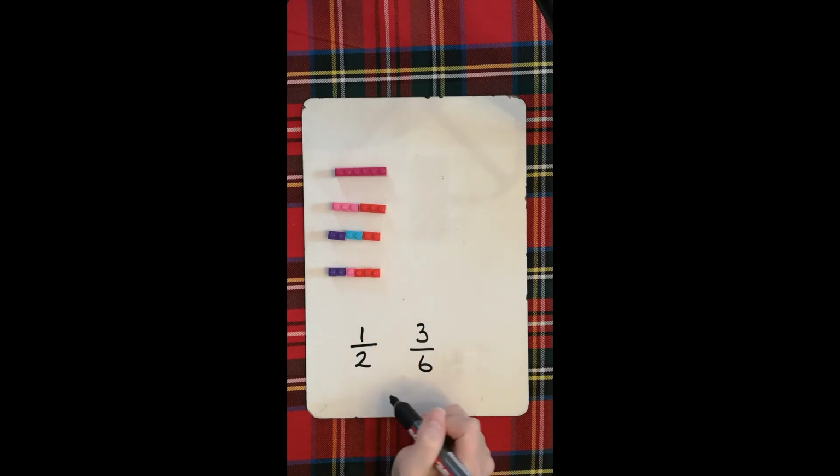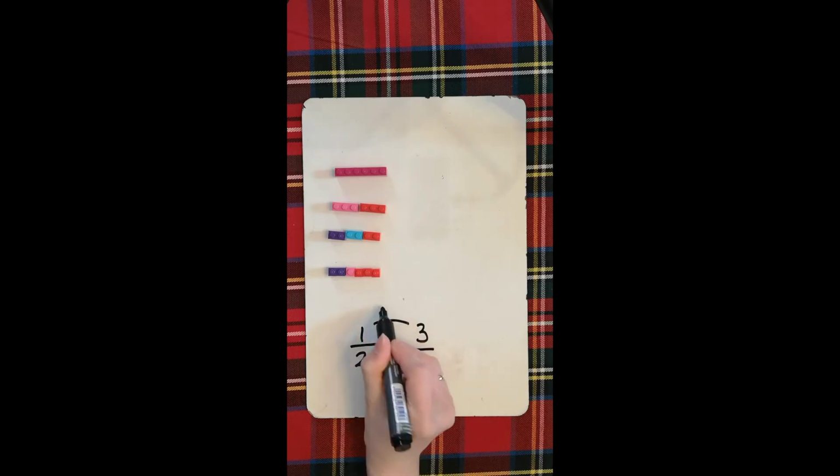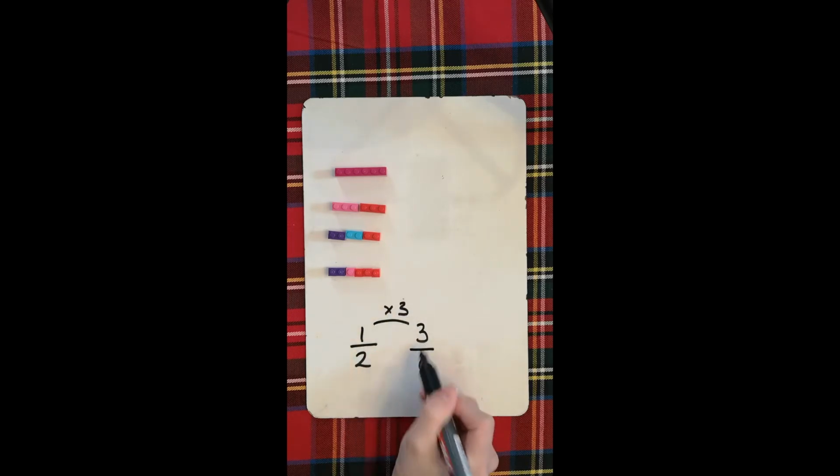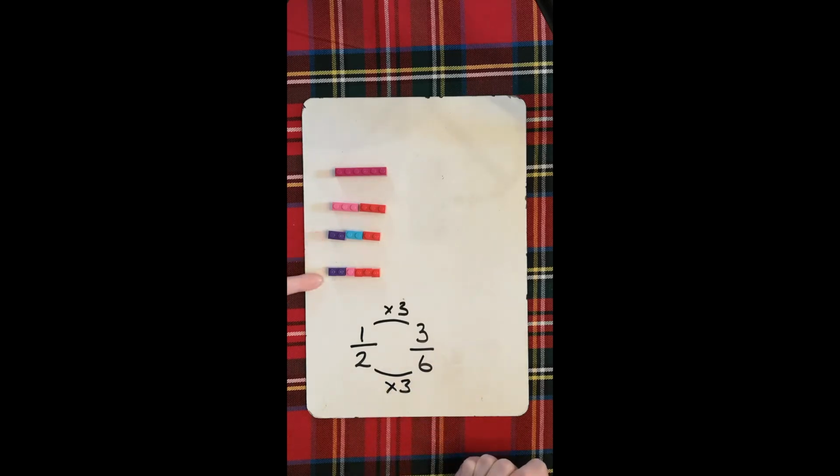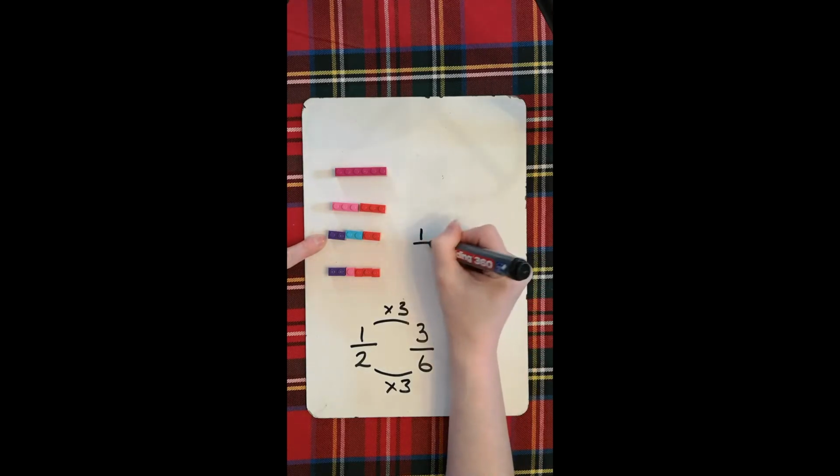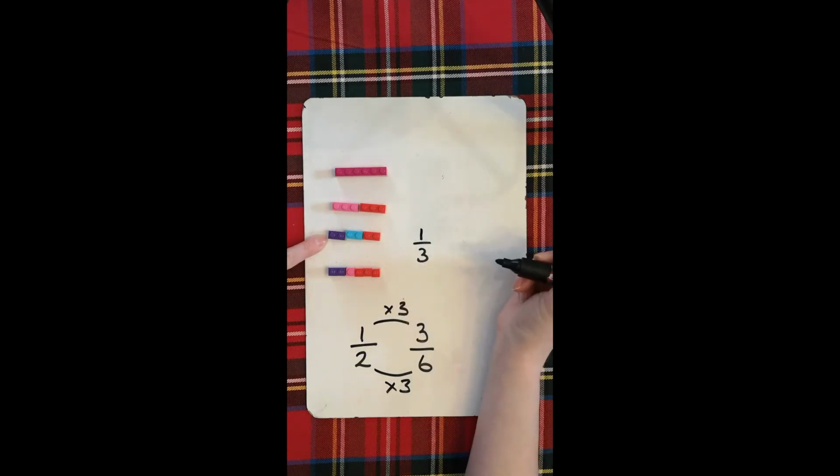What's happened to the numbers again? We've multiplied them by 3. 1 times 3 is 3, 2 times 3 is 6. Let's have a look at the purple this time in these two. I can see that 1 out of the 3, 1/3, is purple in this one.